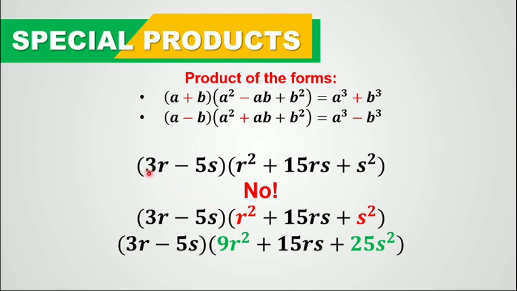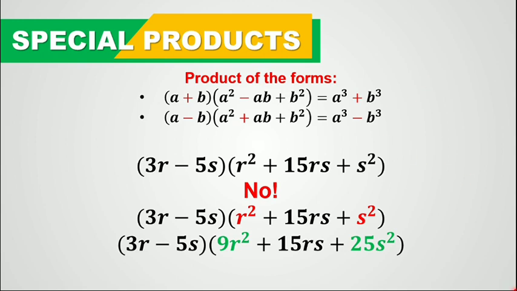The numerical coefficient of the first term of the given binomial should also be squared for it to follow the given pattern. So if it's not following the pattern, the only way that I could suggest for you to answer such a problem is to use the FOIL method. So just use the FOIL method if the given factors are not following the forms or these patterns.